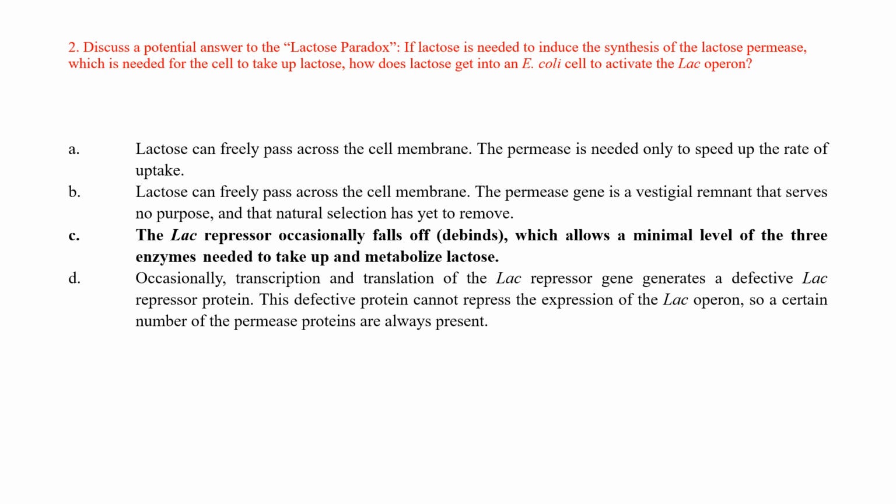So if we go through the other answers here in simple true-false mechanism, if you look at A and B, they mention lactose can freely pass across the cell membrane. We know this is not true. This is through passive transport or facilitated diffusion. It cannot pass directly through the cell membrane because the lactose molecule is simply too large. As far as letter D, this is not quite the representation that we usually look for. So very simply, there has to be a certain number of the permease proteins always present.